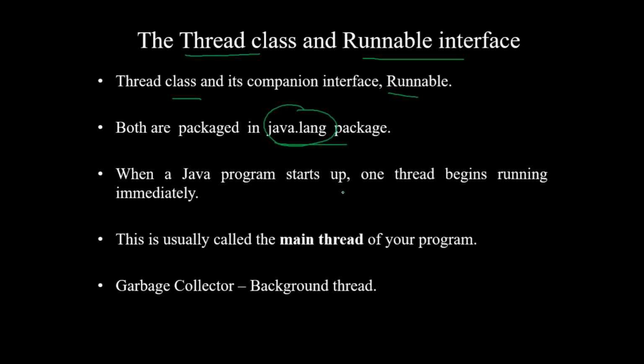Every Java program contains one thread. Even if it is not a multi-threading program, it contains one thread, and that thread is called the main thread. The main thread is the one which creates all the child threads, and even in a non-multi-threading environment, there is a main thread. And when you execute a Java program, in the background you always have a thread running, which is called the garbage collector. The garbage collector is a thread which is always running in the background.